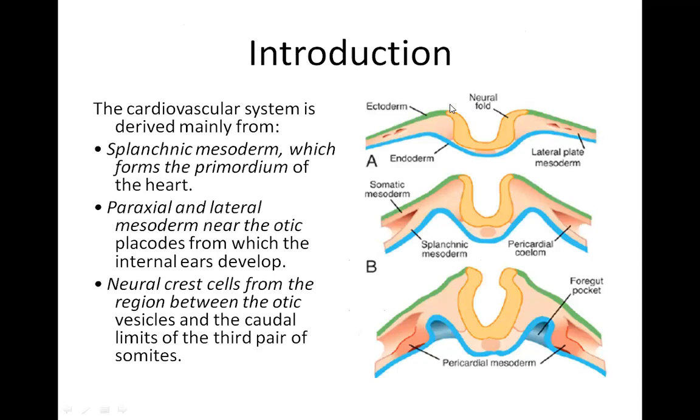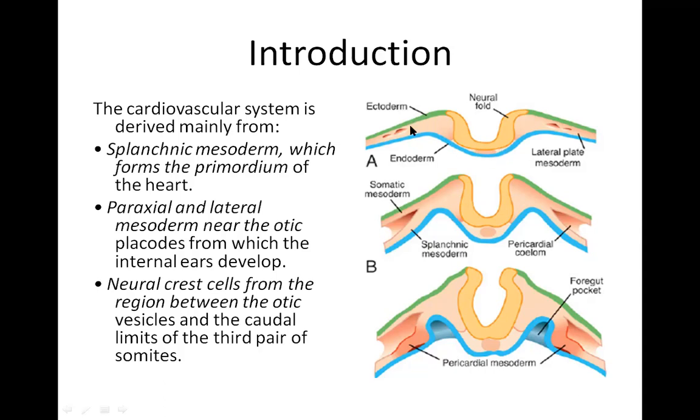So the cardiovascular system is derived mainly from the splanchnic mesoderm. If you remember, this was the neural fold. Nearby was the paraxial mesoderm, then the intermediate, and lateral to it was the lateral plate mesoderm. These are the clefts which appeared, which will form the intraembryonic coelom. It will split this lateral plate mesoderm into somatopleuric, which is towards the ectoderm, and splanchnopleuric mesoderm, which is towards the endoderm. So splanchnopleuric mesoderm will form the primordium of the heart.